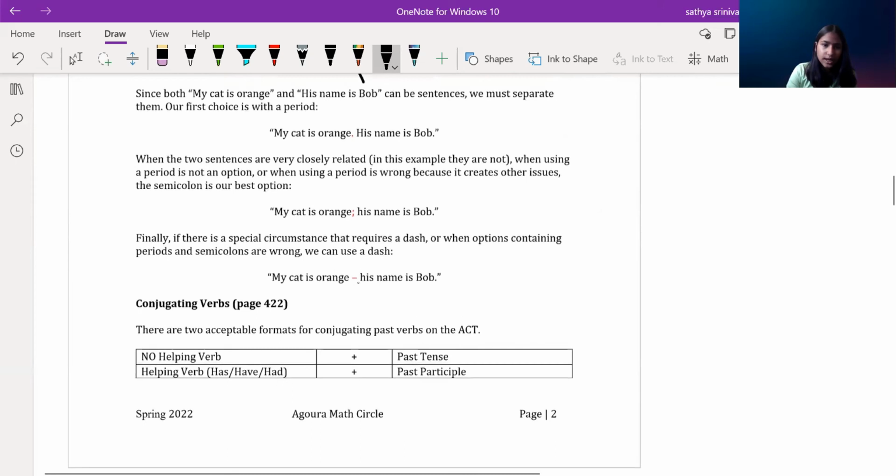Right? So you can put a dash here, a semicolon here, or a period here. If you put a comma here, it's wrong because you can't have a comma separating two independent sentences. So the use of a comma would be wrong.